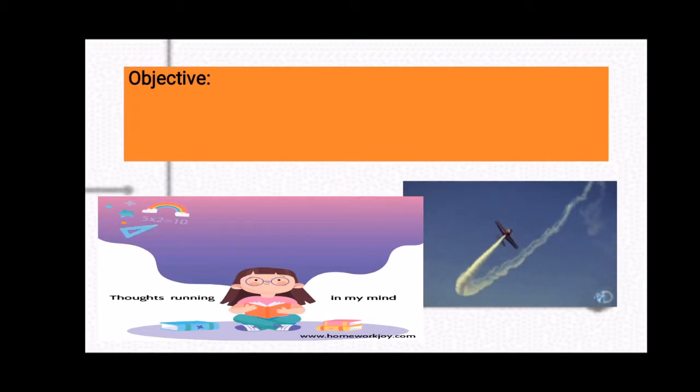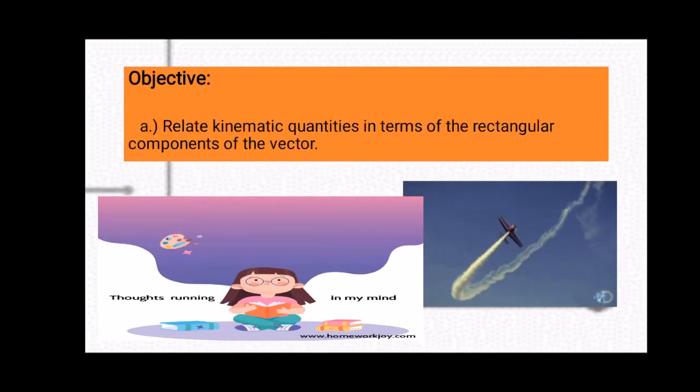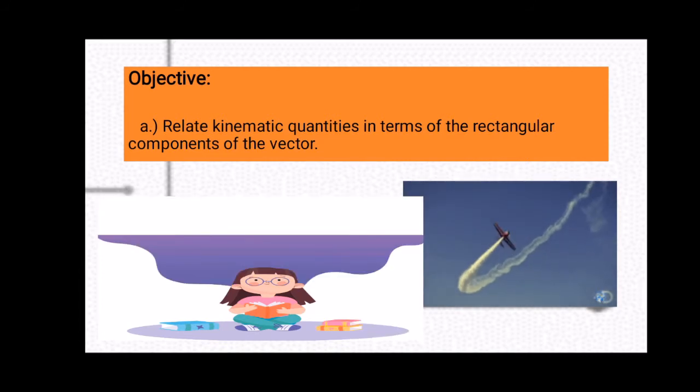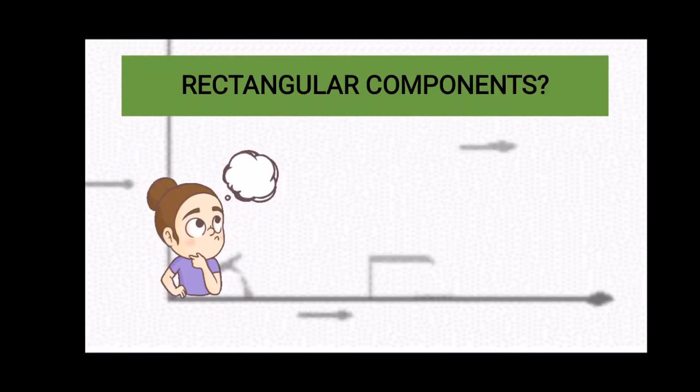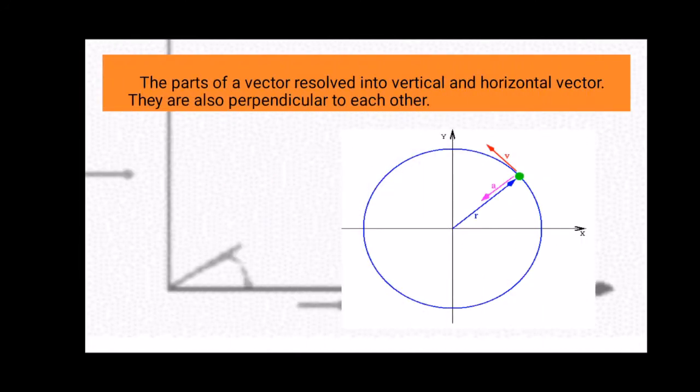In this video, we will talk about rectangular components of velocity and acceleration. For today's objective, students will be able to relate kinematic quantities in terms of the rectangular components of the vector. But first, I am going to discuss what rectangular components are. Rectangular components are the parts of a vector resolved into vertical and horizontal vectors. They are also perpendicular to each other.